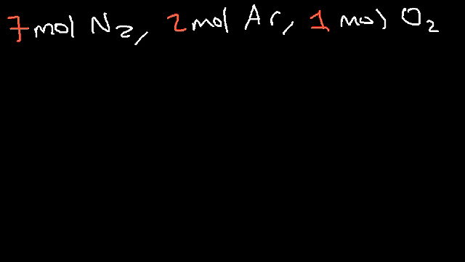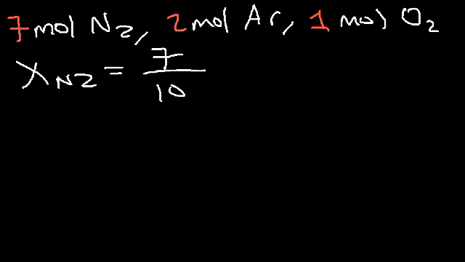So let's calculate the mole fraction of nitrogen. The mole fraction of nitrogen, we said, is the moles of nitrogen divided by the total moles. So we have 7 moles of N2, and the total moles, 7 plus 2 plus 1, is 10. 7 over 10 is 0.70. So that's the mole fraction for N2. What this means is that 70% of the molecules in this sample is nitrogen gas. That's what the mole fraction is.